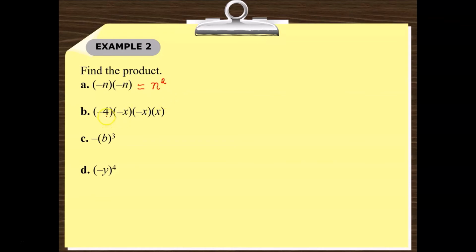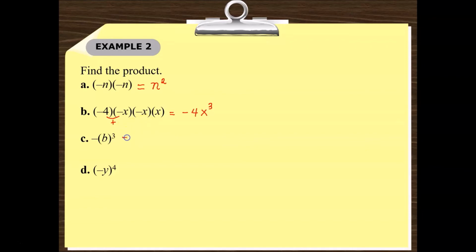For letter B, you could see we have 3 negatives. So this will give us a positive and our end product will be a negative. Now we have 4 as a coefficient, and then we write x. How many x do we have? 1, 2, 3. So our final answer is negative 4x cubed.